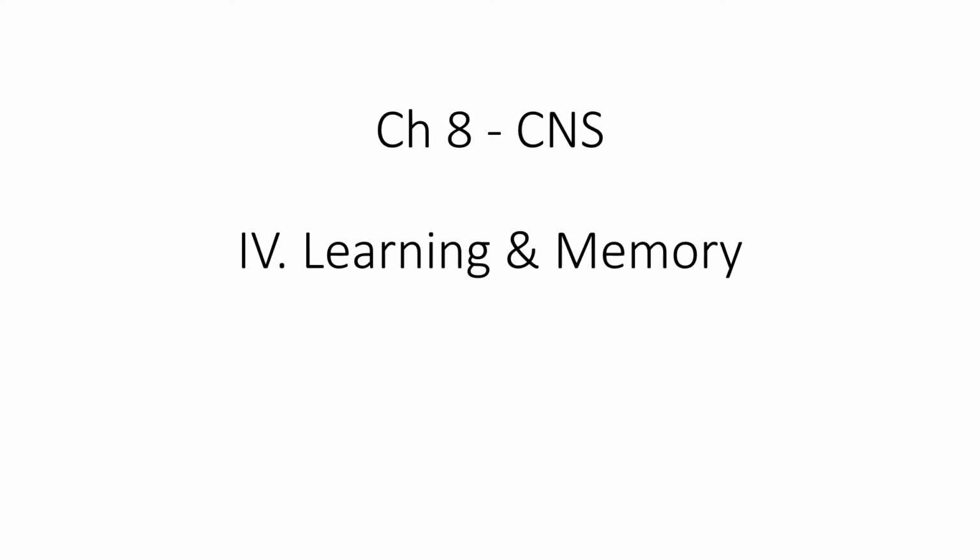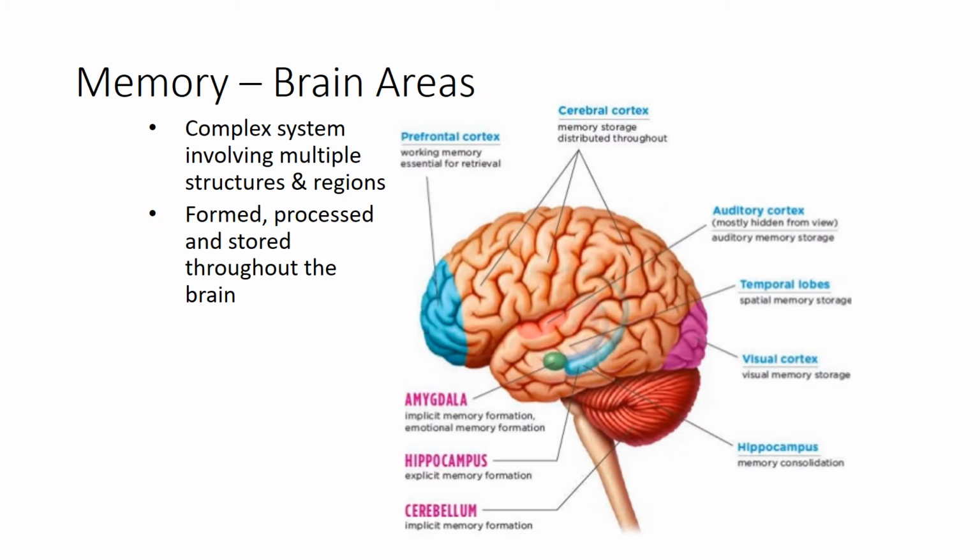All right, so of interest probably to you about learning and memory. Let's begin by looking at what is memory and what brain areas will be affiliated with it. This, as we are not surprised, is a complex system with many different structures and regions. However, there are some that predominate over others.